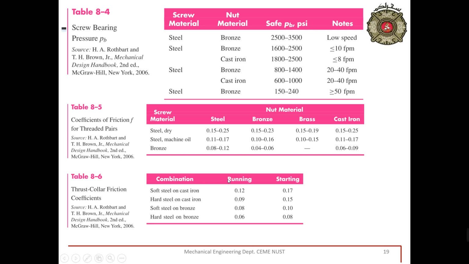Similarly, if they have given the material of the collar, then, as you already know, the friction coefficient is either mu s or mu k. So if it is starting static friction coefficient, it will be 0.7, or if it is running, then the friction coefficient can be taken as 0.12 for soft steel on cast iron.